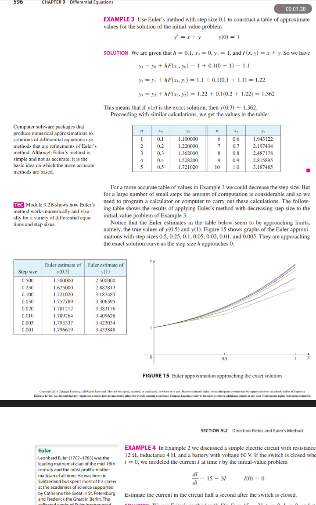Y sub 3 equals y sub 2 plus h big F of x sub 2 and y sub 2, equals 1.22 plus 0.1 times (0.2 plus 1.22), equals 1.362. This means that if y of x is the exact solution, then y of 0.3 is approximately 1.362.